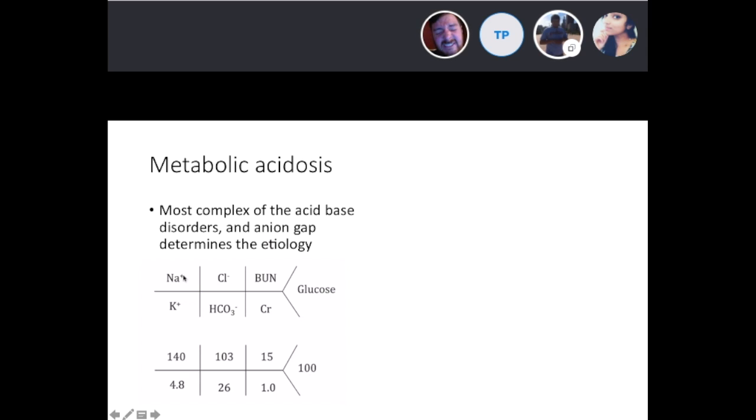Yeah. So usually when they do a Chem 7, this is what they're testing for: your sodium, potassium, chloride, bicarb, BUN, creatinine, and glucose. And then you fill that out, and it looks like a fish bone.